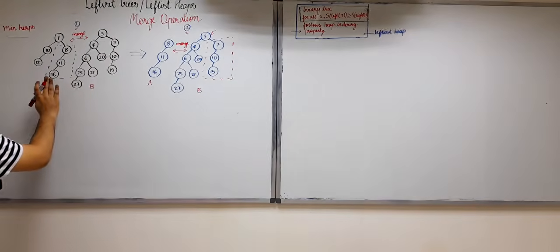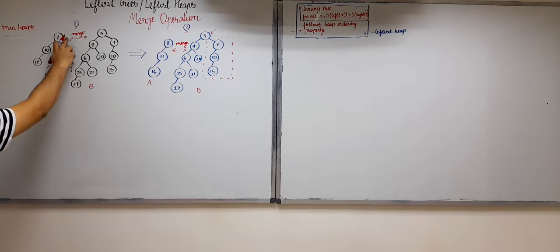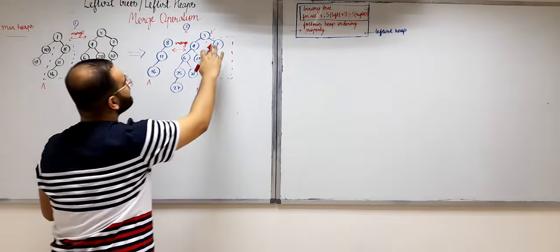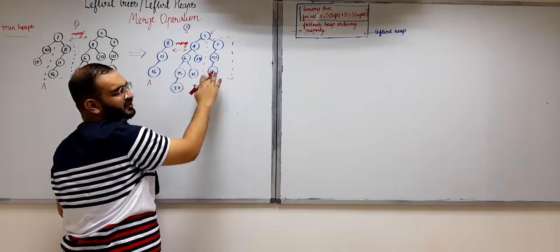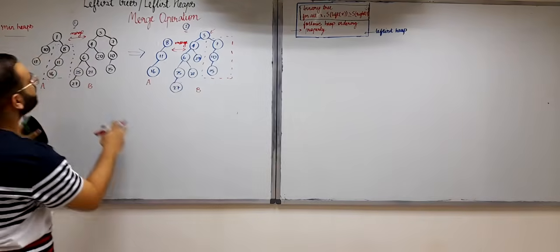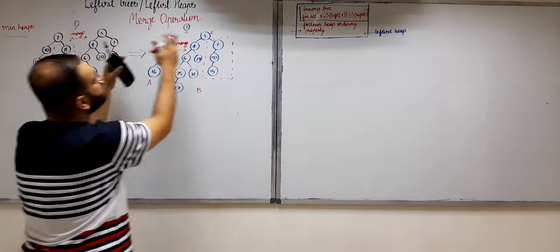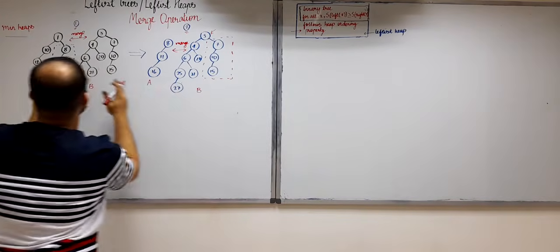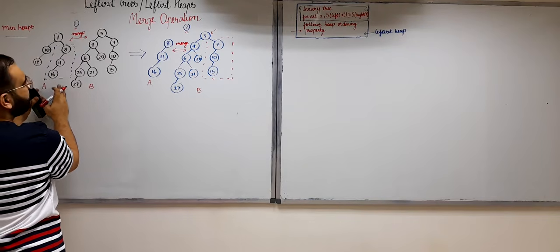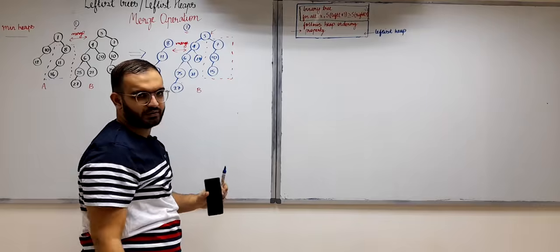Here we took the right subtree of this leftist heap because its root was less than the root of this leftist heap, but here we are taking the right subtree of this leftist heap when we merge these two leftist heaps, right? So basically, the merge operation is recursively applied over here at the right subtree of the previous A and B, right?